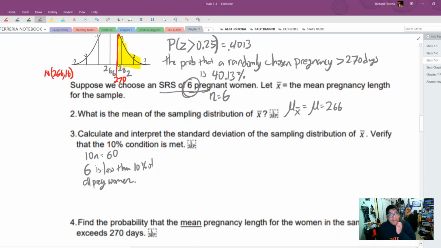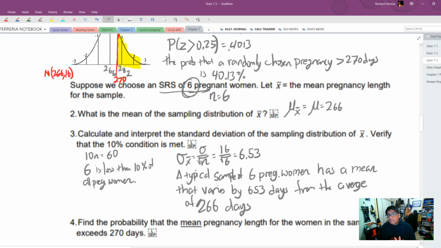Okay, next we're going to calculate and interpret the standard deviation. So the standard deviation for x bar is equal to the standard deviation of the population divided by the square root of the sample size. The standard deviation of the population was 16, so 16 over root 6. That's 6.53. A typical sample of 6 pregnant women has a mean that varies by 6.53 days from the average of 266 days.